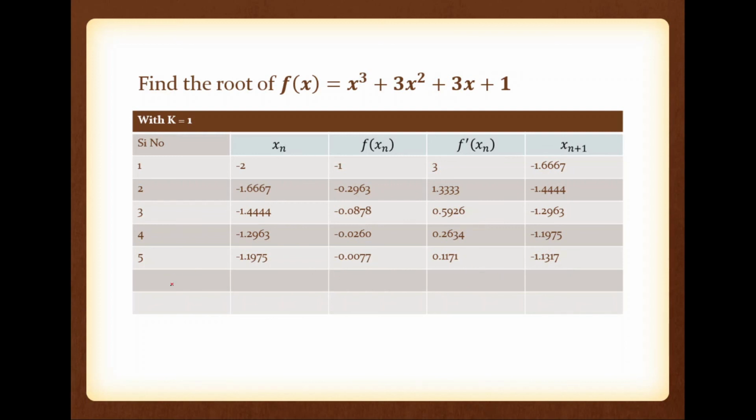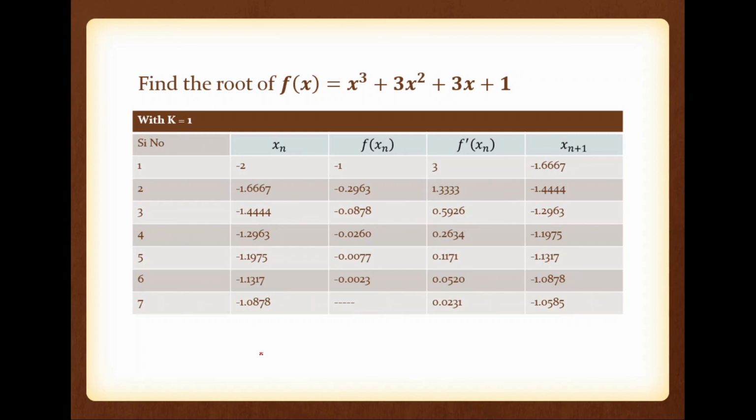So, what about the sixth iteration? Sixth iteration, xn is minus 1.1317. F of xn is minus 0.0023. F dash of xn is 0.0520. Xn plus 1 is minus 1.0878. So, seventh iteration, we have xn is minus 1.0878. F dash of xn is 0.0231, giving minus 1.0585. Actually, it is not terminated. This is actually not negligible. Just took 7 steps. I think after 8th iteration or 9th iteration, it will terminate.